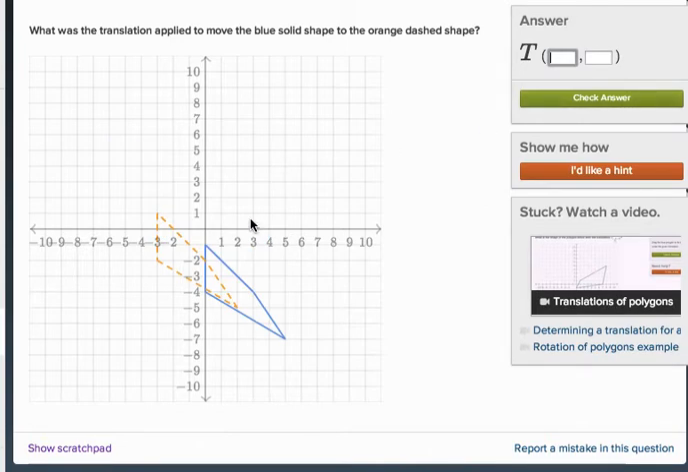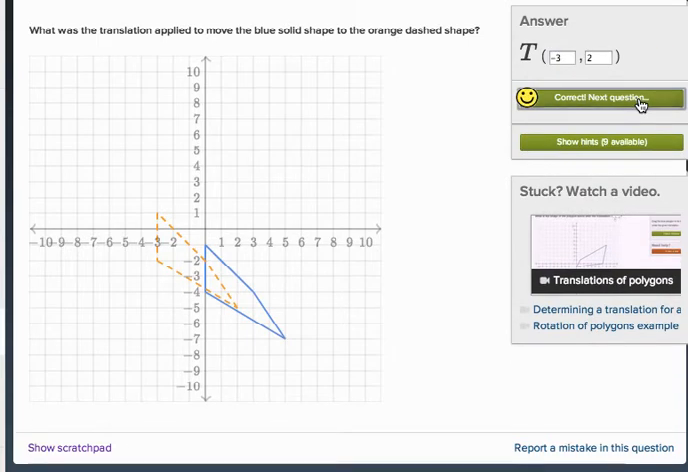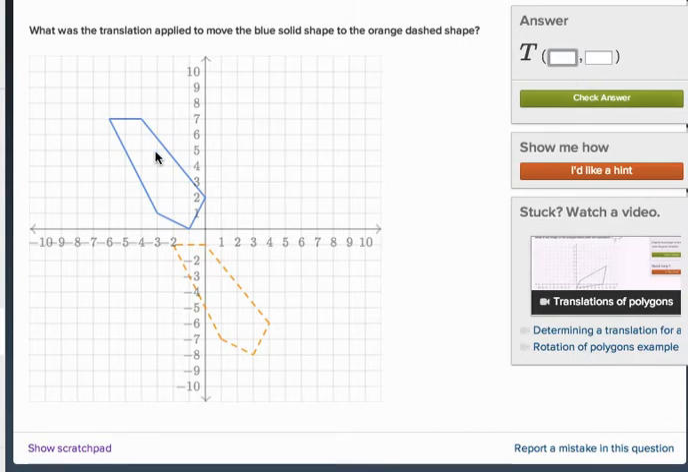Let's see, this variation, same kind of thing, blue to orange. So let's count again. Again, I'm just going to take the top point here. So that's going to be 1, 2, 3, and then 1, 2. And so we're going to move back 3, and then we're going to move up 2, and then we got the transformation.